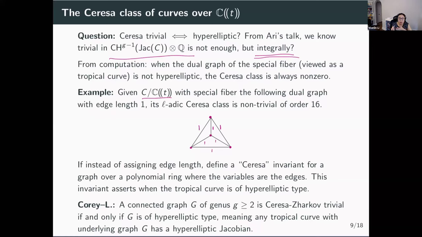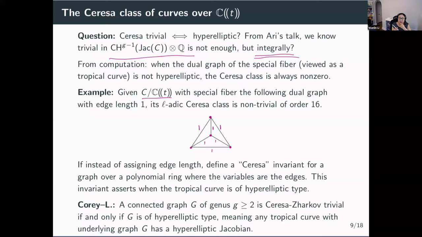It means asking whether I can have a 2-to-1 harmonic map to P1, meaning a 2-to-1 map from my graph to a tree. A tree is a P1 in the tropical language. And this is a non-hyperelliptic tropical curve. If you calculate its L-adic Ceresa class, it is non-trivial of order 16.